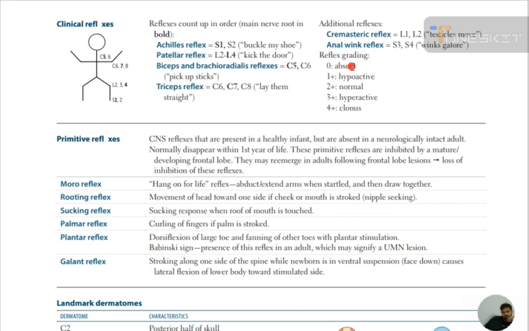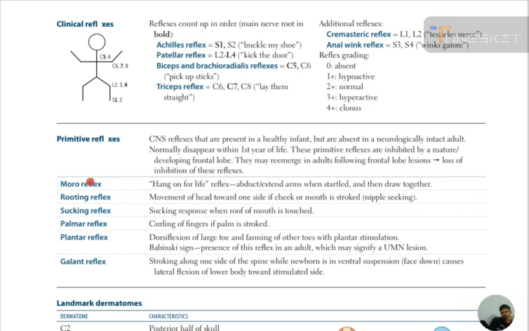Primitive reflexes. These are also very important. These are the CNS reflexes that are present in a healthy infant but are absent in a neurologically intact adult. Normally they disappear within the first year of life. These primitive reflexes are inhibited by a maturing, developing frontal lobe. They may re-emerge in an adult following frontal lobe lesion, due to loss of inhibition of these reflexes.